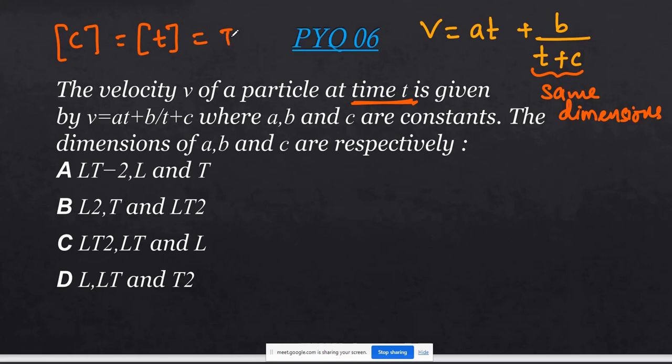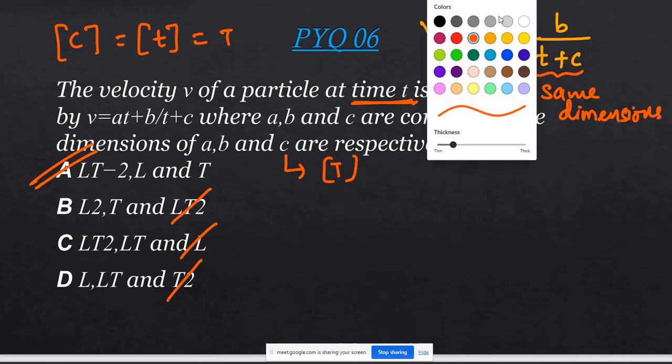That is nothing but t. a, b, c are constants, the dimensions of a, b, c. So c already we got, that is t. Now not lt square, not l, not t square. So directly the answer is option A. But we'll do the remaining also.